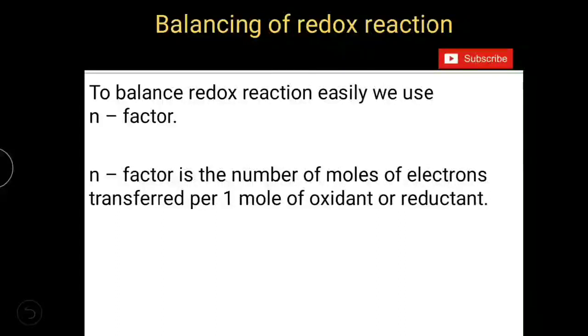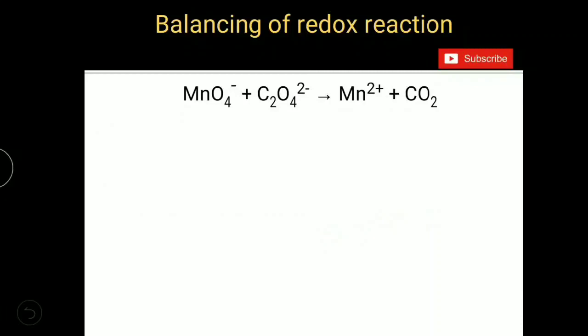In a redox reaction, both oxidant and reductant will be involved. We need to find out how many moles of electrons are transferred per 1 mole of oxidant and 1 mole of reductant. Let us balance this redox reaction in presence of acidic medium.